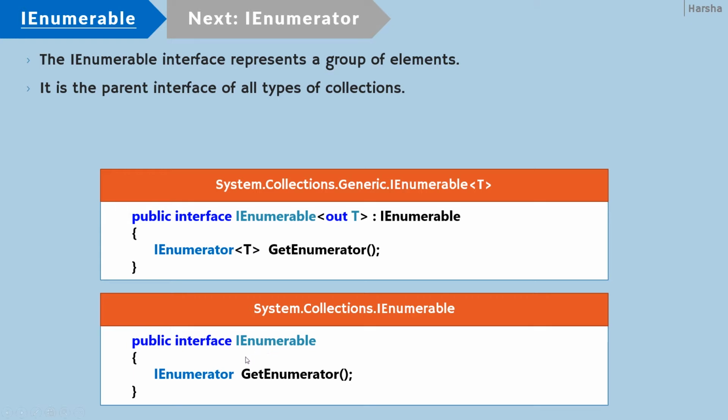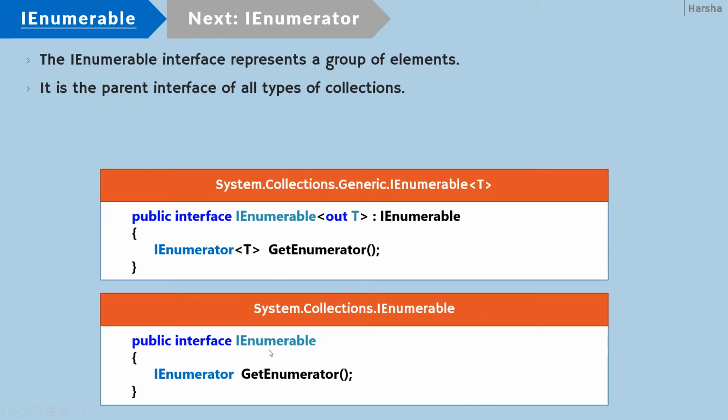First of all, there is an interface called IEnumerable under the System.Collections namespace. It has only one method called GetEnumerator, which has return type IEnumerator. The fundamental purpose of IEnumerable is to represent a group of elements. It can be an array, it can be any type of collection such as a list or array list, and even a collection of characters or anything else.